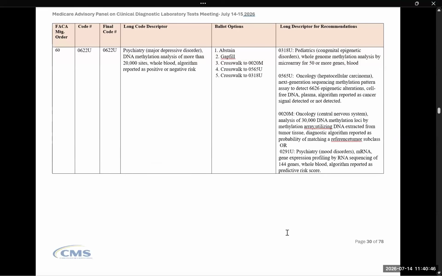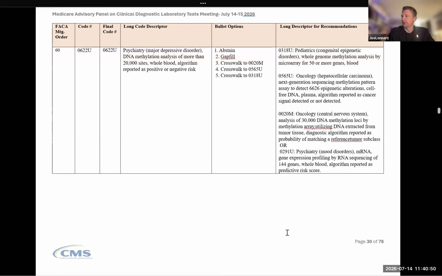It is 0622U. Yep, same assay, and I think there's a few more coming. Psychiatry, major depressive disorder reported as positive or negative risk. Same crosswalk to 0565U. Right. Thank you, Joe. Panelists, please cast your votes on 0622U.